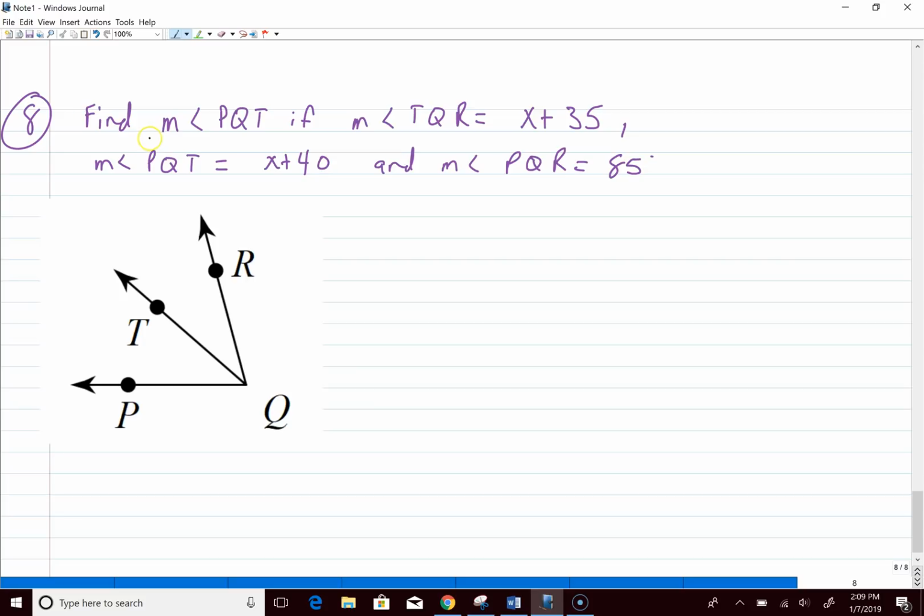Number 8. Find the measure of angle PQT. So we're looking for this angle right here. This is PQT. Right? We're looking for this. Do you know how much this angle is? No. I don't know how much it is. Is it 15 degrees, 25? That's what we're trying to figure out.